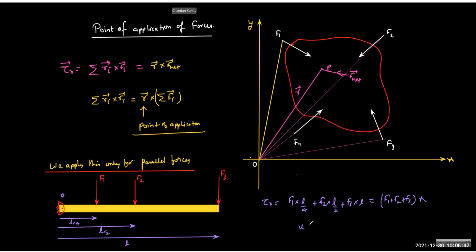So what is X here? X is F1 by 4 plus F2 by 2 plus F3, divided by this plus this plus this, into L. And this is definitely going to be less than L, and this is the answer. Understood? So this is the way of finding the point of application. So X is the distance. If you move X away, this is the point of application.